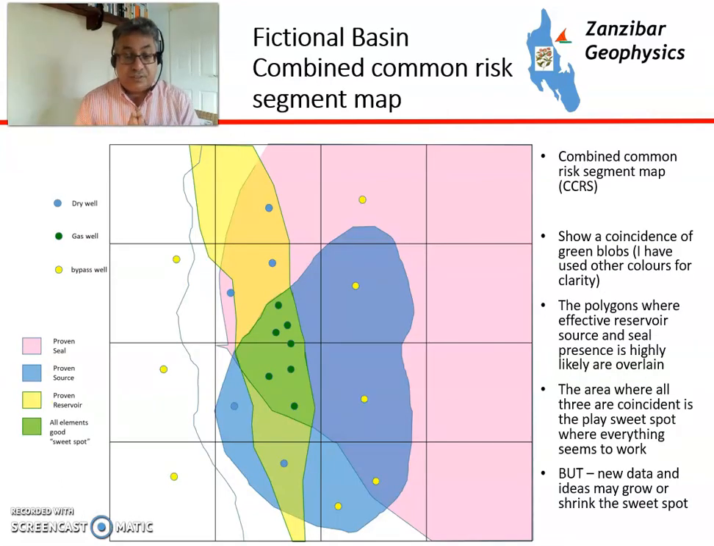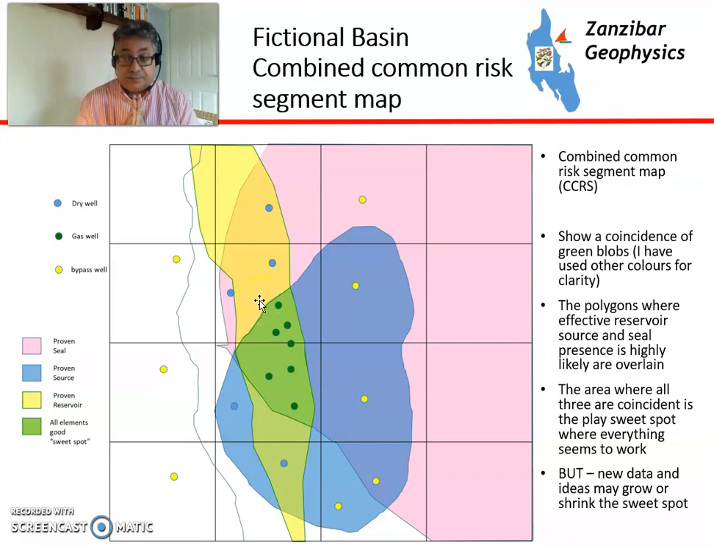Then you build something called a combined common risk segment map. So this effectively is a confluence of the green blobs. So you have where you think you're likely to have seal, where you're likely to have source, where you're likely to have reservoir, and then you have the green blob where all three of them coincide, and this is where all the fields actually are. Now, if you happen to have a field that's outside the green blob, well, you've got to change the green blob because something somewhere has not been estimated quite right.